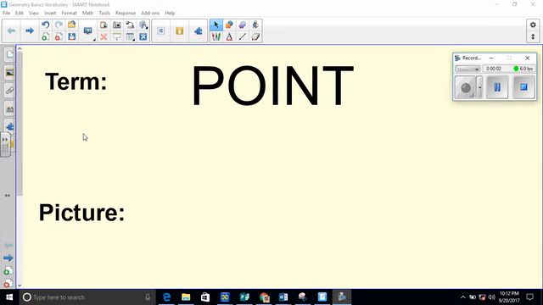All right, so these are the notes on the Geometry Basics vocabulary. So we're just going to go over some basic vocabulary that you're going to need to be able to know for the rest of the school year.